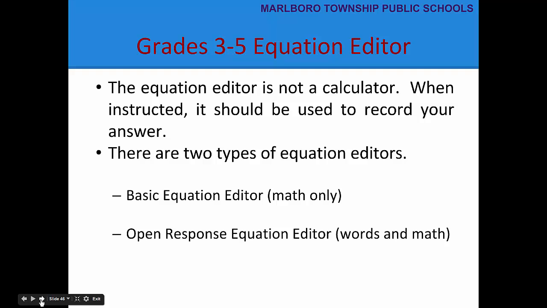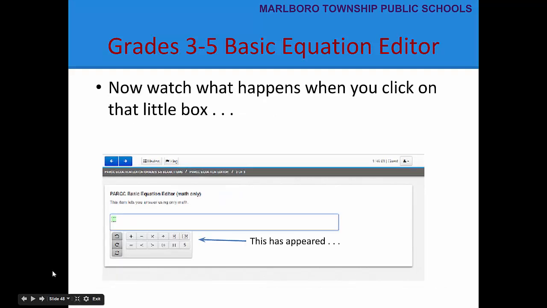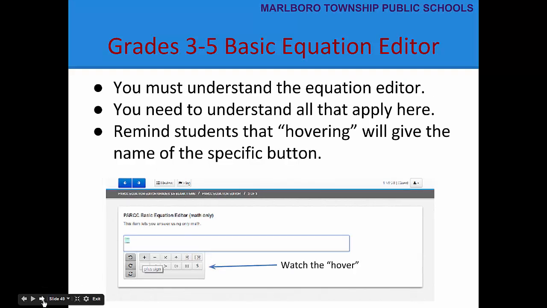The basic difference, no pun intended, is that the basic equation editor is only math and symbols. The open response equation editor is words and math. Okay? Here's what's going to happen on the 3 through 5 basic equation editor. You're going to notice that there's going to be a big box and a smaller box. That's what students are going to see. They need to know that when they click on that little box, notice in green, up comes the equation editor. Okay, and that's the basic one, only math.